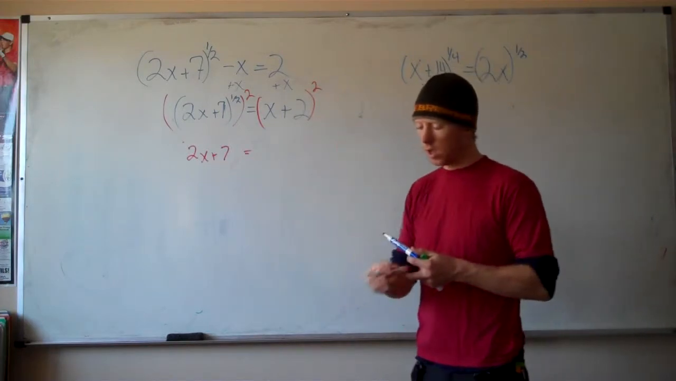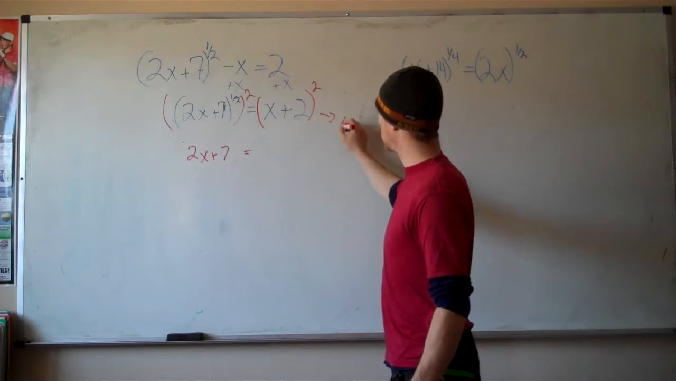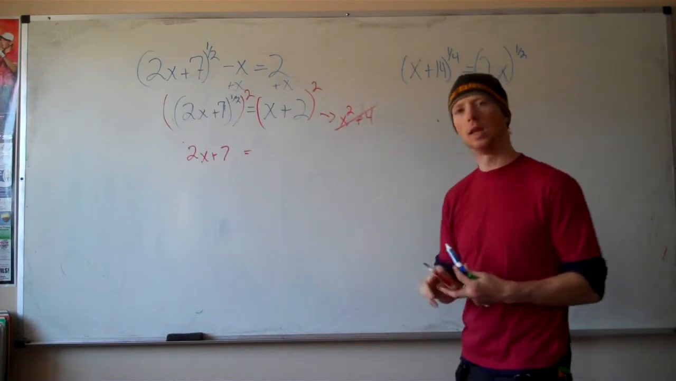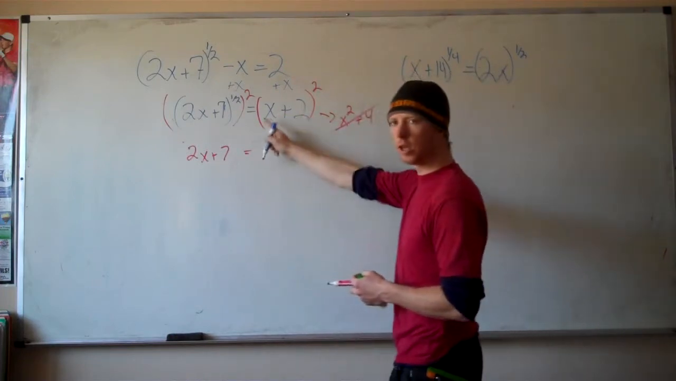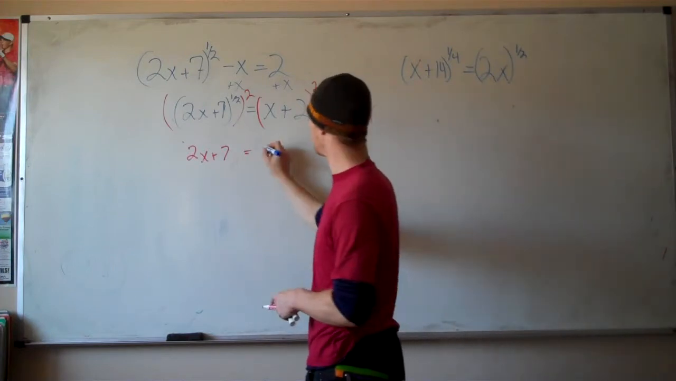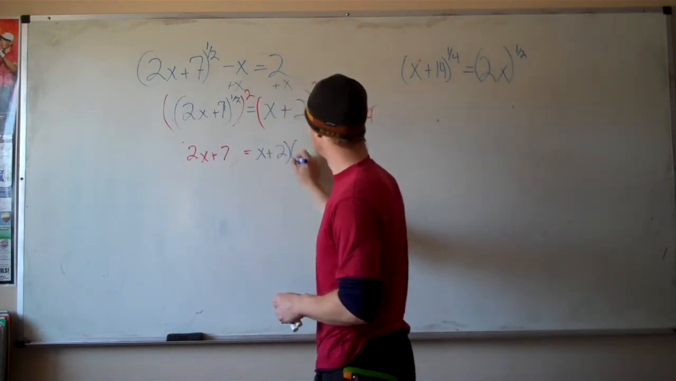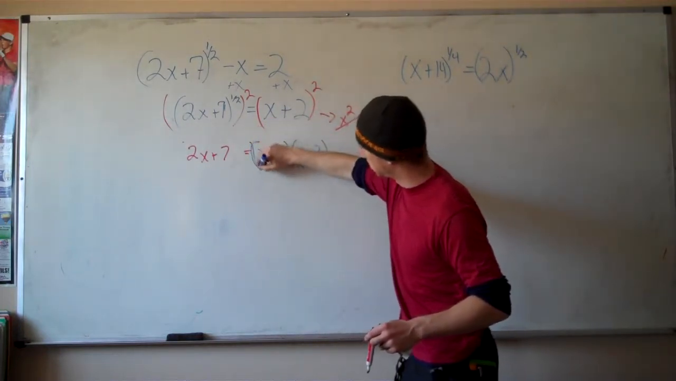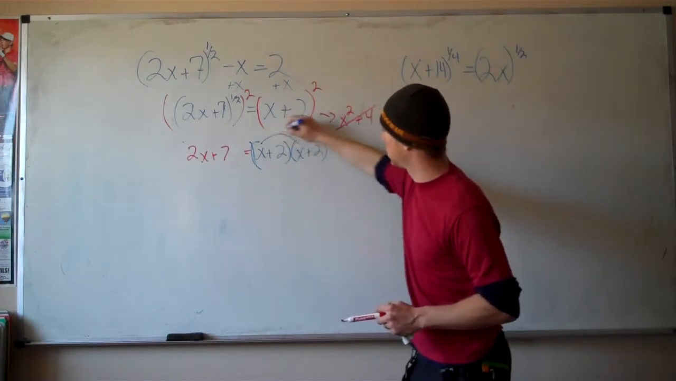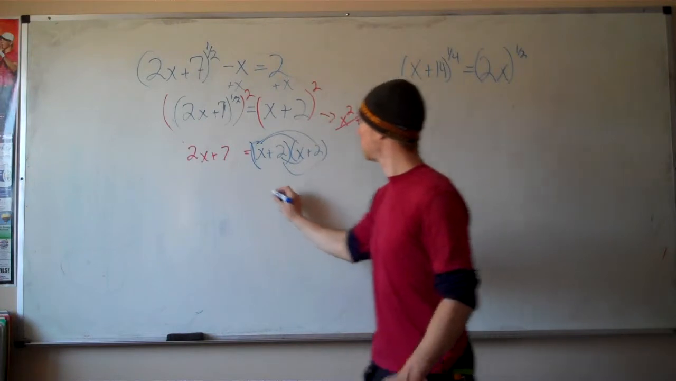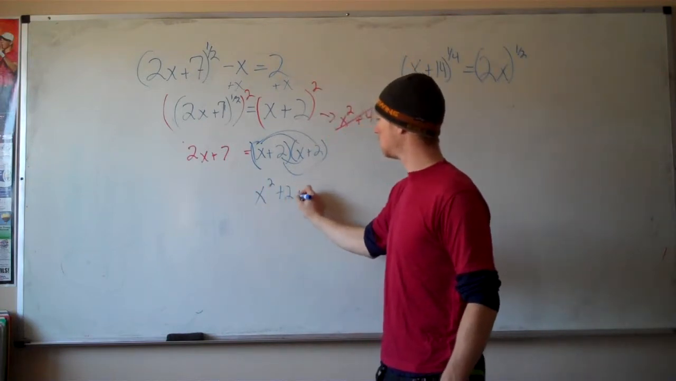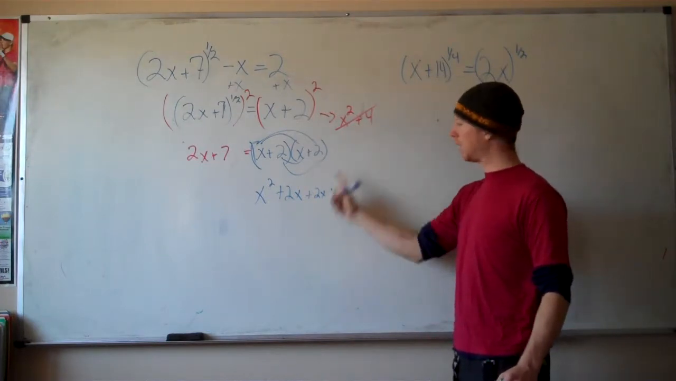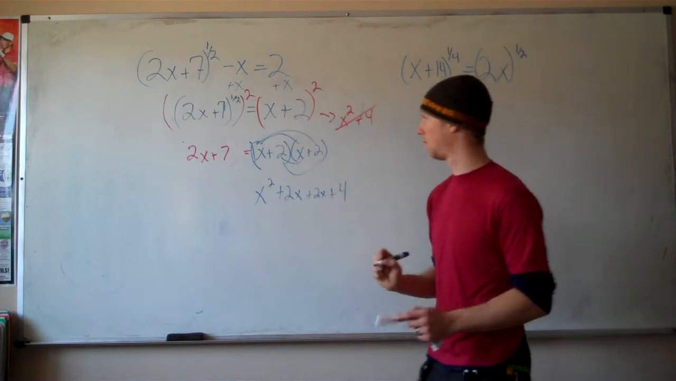On the right side, however, a lot of people will be tempted to say that this equals x squared plus 4. But it does not, and it never will. Because when you square something, it means multiply by itself, which means x plus 2 times x plus 2. You guys know how to do this very well. We've got to now distribute, which will give us x squared plus 2x plus 2x plus 4. So we don't end up with just a binomial because we have these middle terms here.